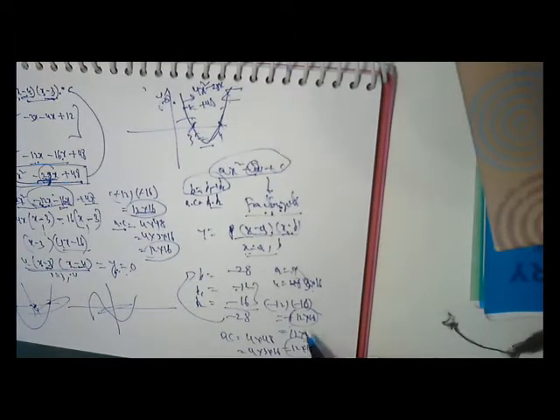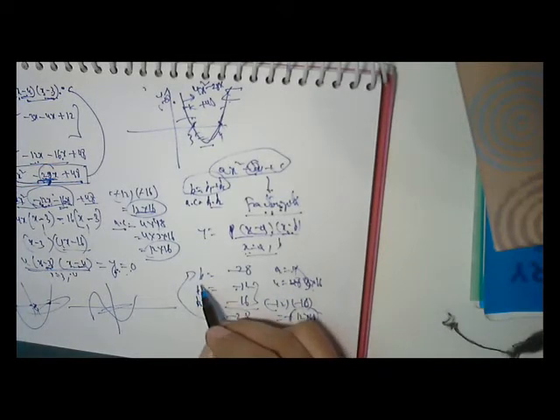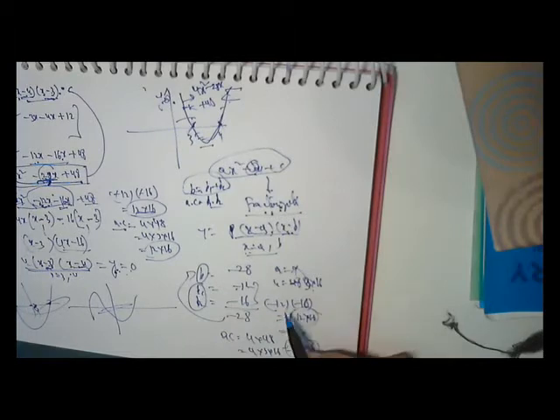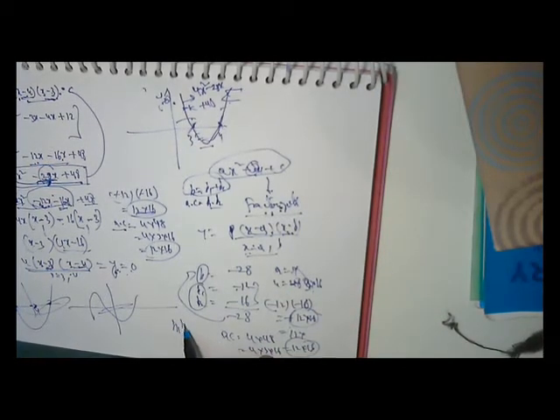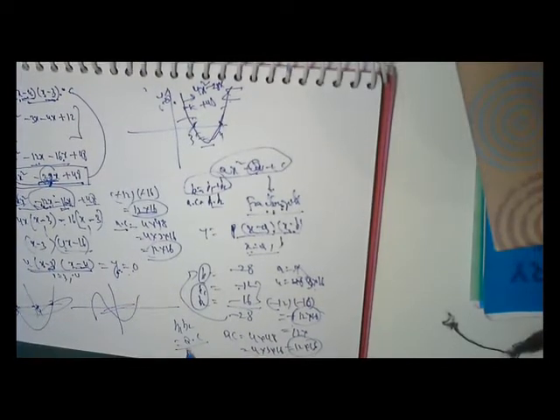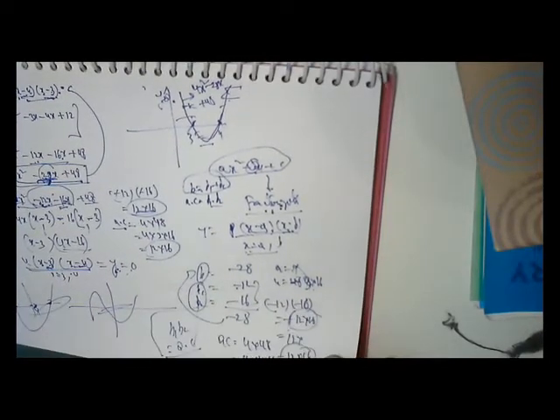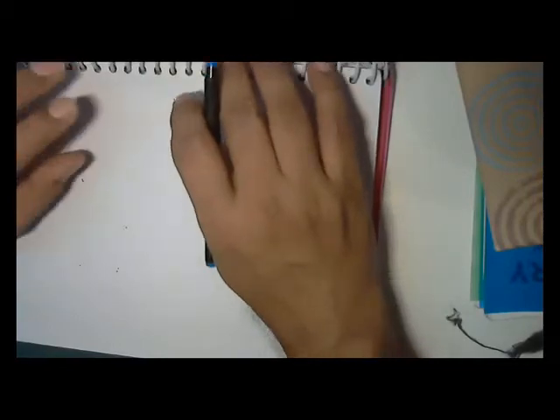So their product is a into c, and their sum is b1 plus b2 is b, and b1 b2 is c. Where b1 b2 is equal to a into c. So let us understand some problems.